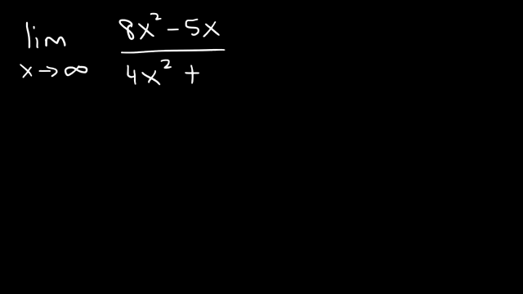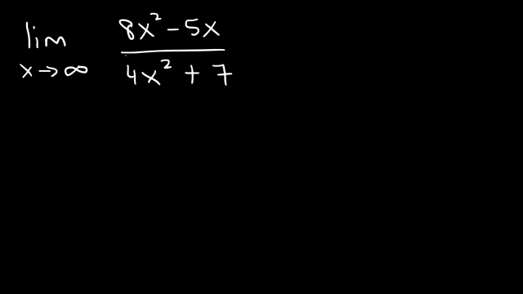Now here's another example. Let's say we have the limit as x approaches infinity of 8x squared minus 5x over 4x squared plus 7. So what's the answer? Notice that in this example, the degree of the numerator is the same as that of the denominator. When you see that, you could simply divide the coefficients. So it's going to be 8 divided by 4, which is equal to 2. And so that's the answer for this limit.